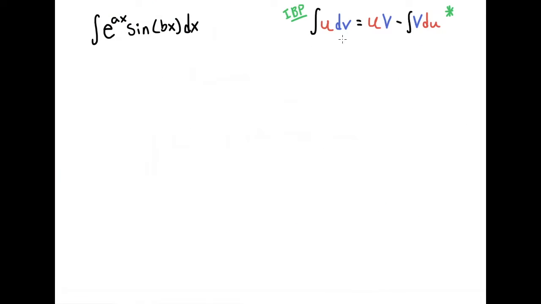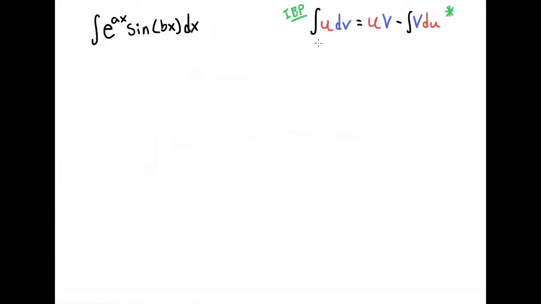Integration by parts takes the following form. It's the integral of u dv is equal to uv minus the integral of v du. So in order to solve this problem, we're going to need to identify a function and a derivative inside of the original integral, and we're going to manipulate it so that it takes on the following form, which may or may not be easier to help solve the integral.